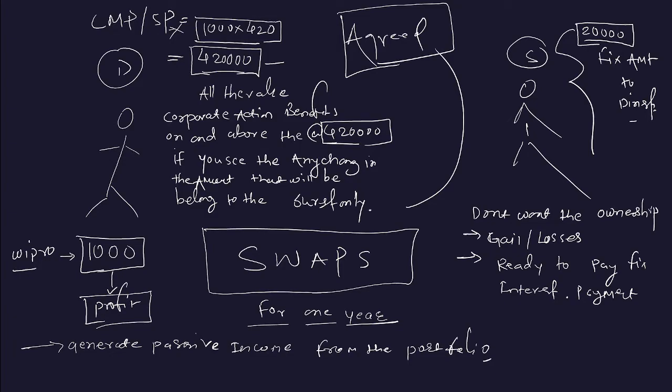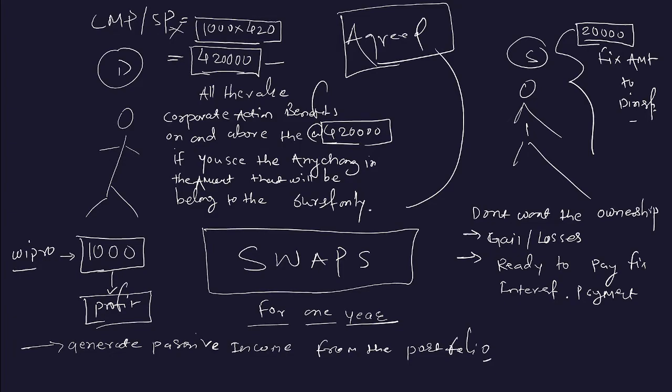Maybe let's say dividend, it can be anything. It can be an interest payment. Dinesh is also ready to pay you that also. And in exchange for that, Dinesh was looking for maybe a 20,000 amount. But apart from that, in any case, Dinesh wants the value back, which is 4,20,000, and that's the last statement here. If you see any change in the amount, that will belong to Suresh only.